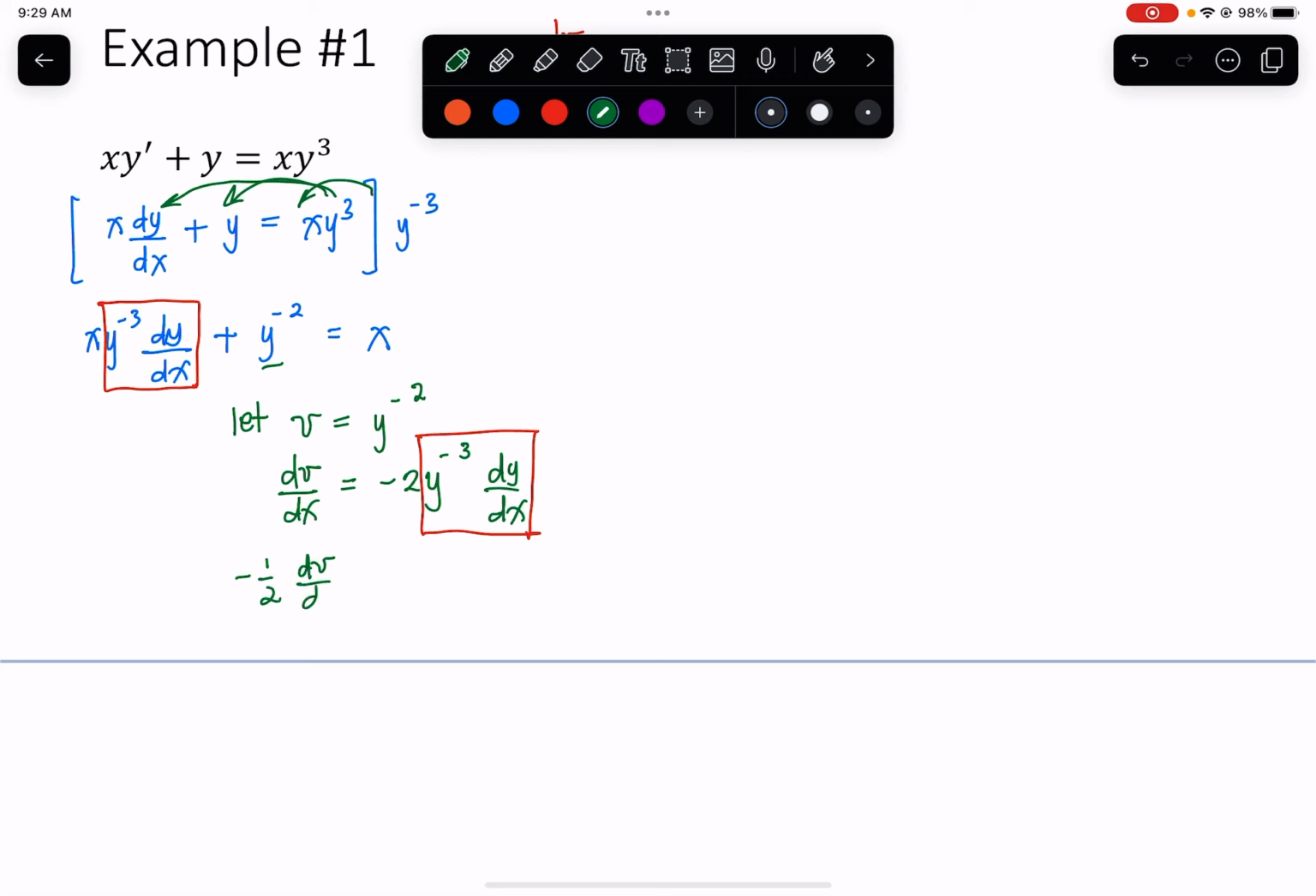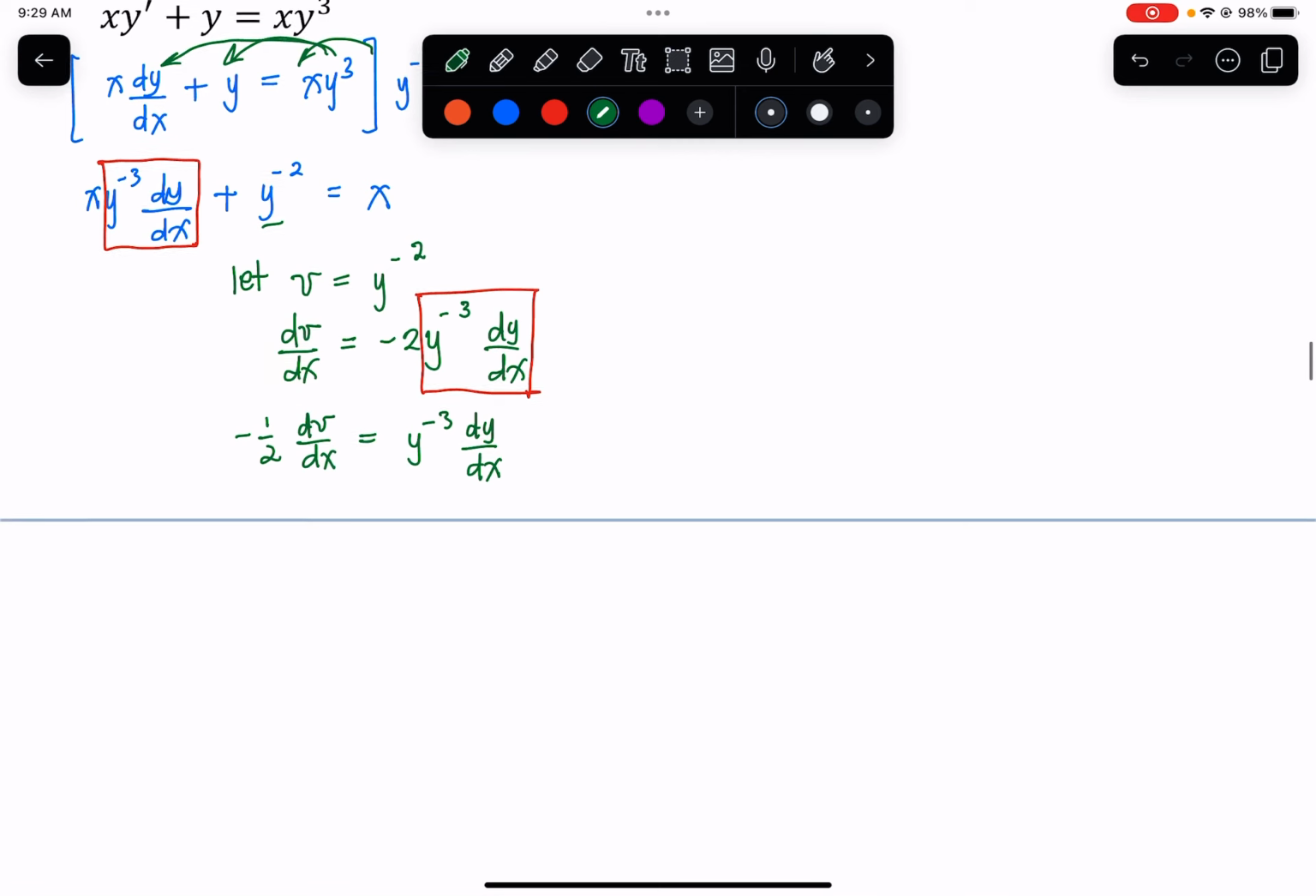So dv over dx is equal to y raised to negative 3 dy over dx. So negative 1/2 dv over dx is equal to y raised to negative 3 dy over dx. And now we can substitute. Okay, so substituting, I'm going to attach x here, and then bring down the y raised to negative 3 dy over dx, which is the same as negative 1/2 dv over dx.